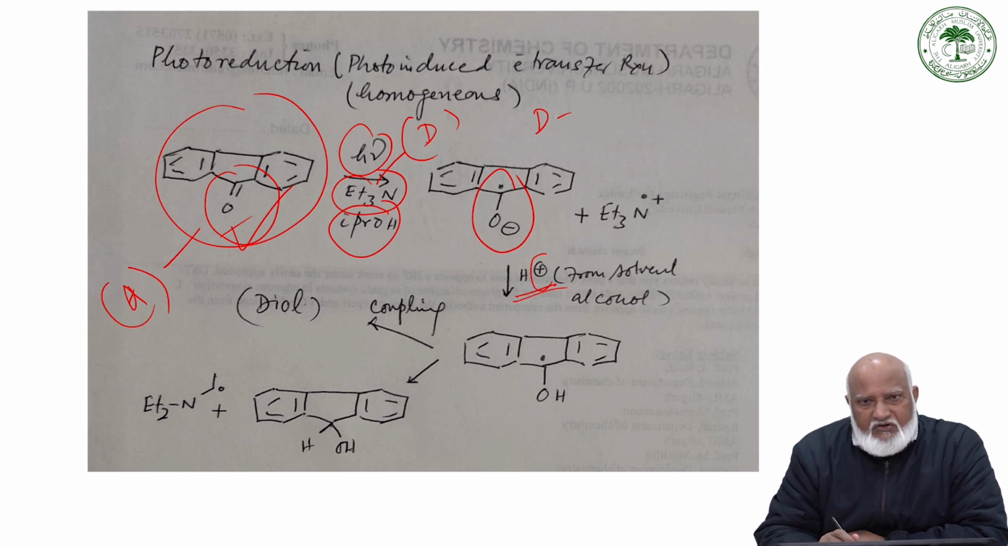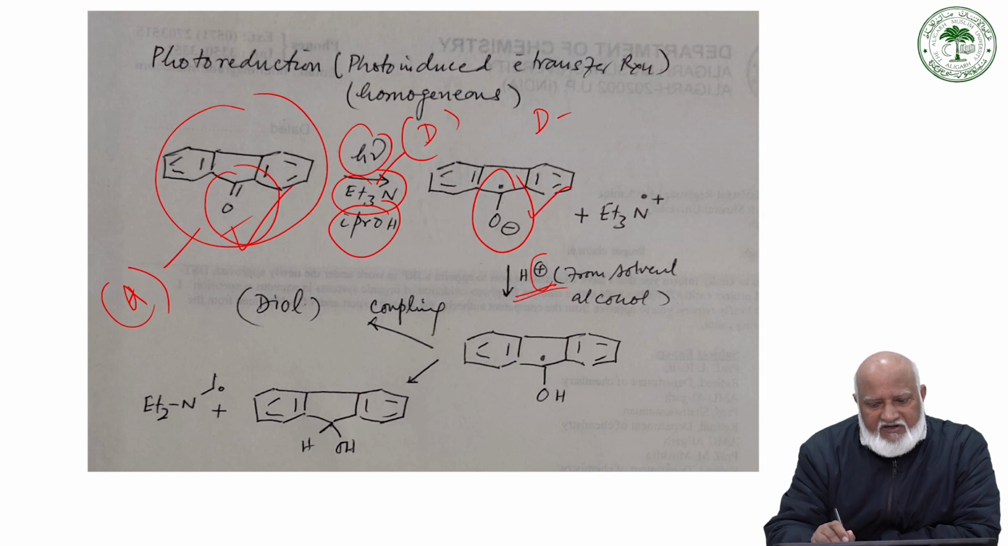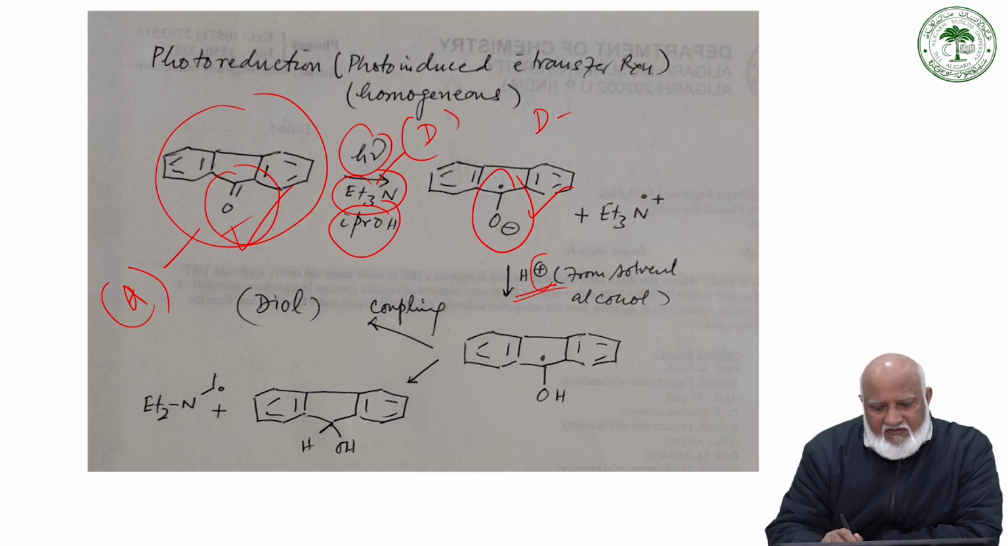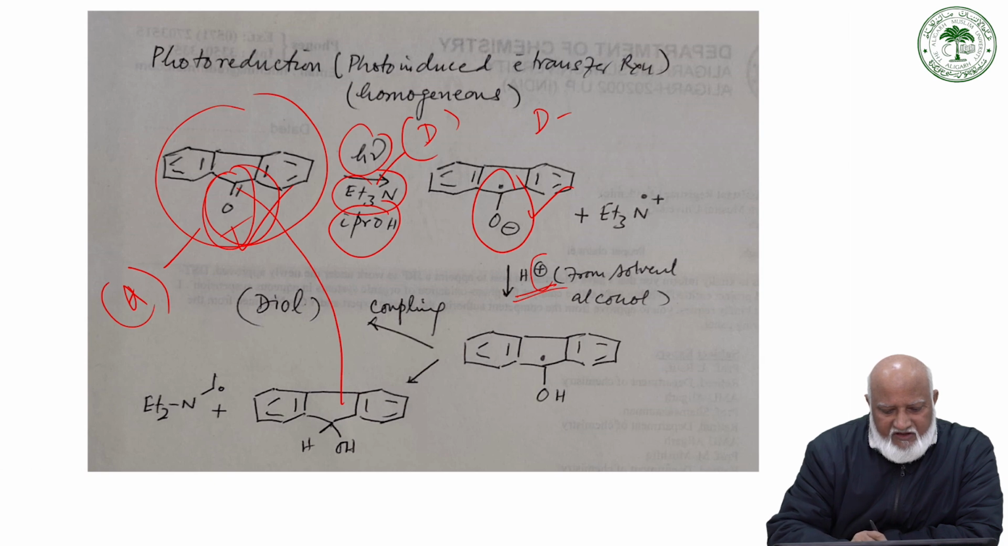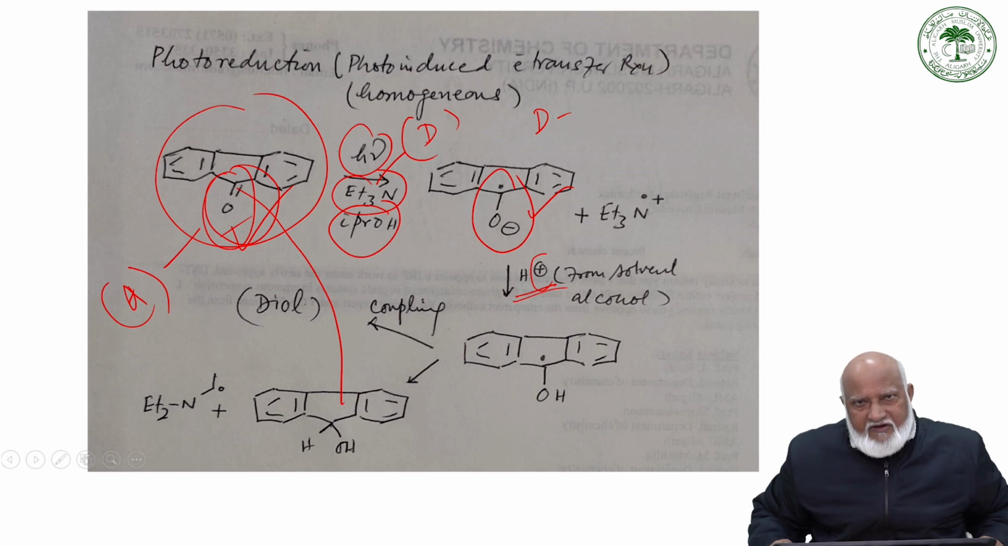This is a case of homogeneous photo-induced electron transfer reaction, where triethylamine acts as a donor and the indanone carbonyl acts as an acceptor. In the presence of light, triethylamine transfers an electron to the carbonyl. The carbonyl becomes a radical anion, triethylamine becomes a radical cation, and then O minus abstracts a proton from the solvent to give OH, and this can give these two products as a reduction. So overall, the reduction of carbonyl takes place from carbonyl to CHOH. So it is possible to reduce the carbonyl both under direct photolysis as well as under indirect photolysis.